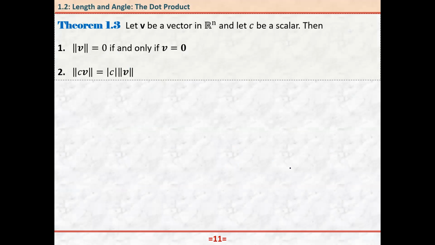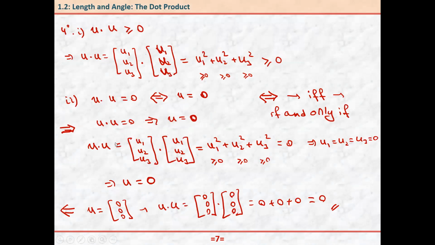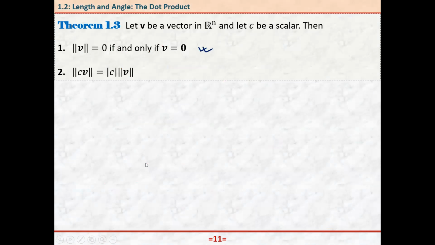All right, so immediately we have these two properties about the length. It says, it's a theorem: let V be a vector in n-dimensional space, that's Rn, and let C be a scalar, that's just a real number. Then the length of vector V is equal to 0 if and only if the vector is a 0 vector. We have already proved this one, right? If you remember, that is the last one. It's a very similar way you can prove this. The second part, so I'll just skip this.